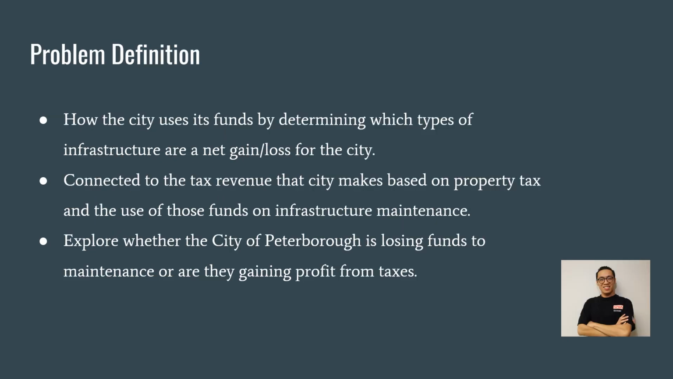Problem definition. We'll be looking at how the city uses its funds by determining which types of infrastructure are a net gain or loss for the city. This is the revenue that the city makes based on property tax and the use of those funds on infrastructure maintenance. We'll be exploring whether the city of Peterborough is losing funds to maintenance or if they are gaining profit from the taxes.